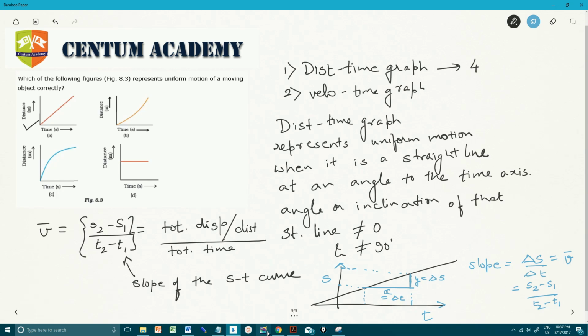Now this represents an accelerating motion, and here this is accelerating motion, this is decelerating motion. Why? Because distance keeps on decreasing as time increases. And this one is a body which is at rest. Why? Because the distance is not changing with time. Time keeps on increasing, but the distance is the same. So the body is not moving at all. So you can see this is at rest, this is decelerating, this is accelerating, and this is uniform motion. So the answer is A.